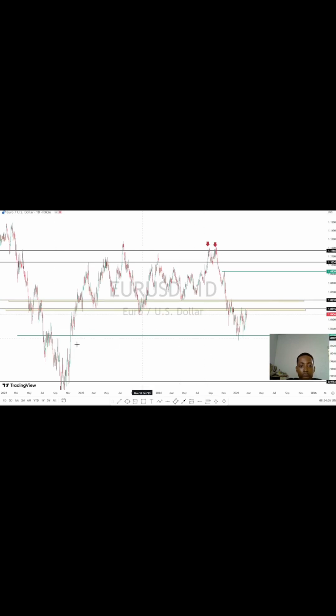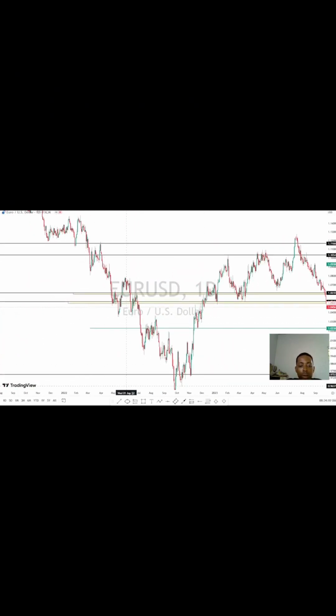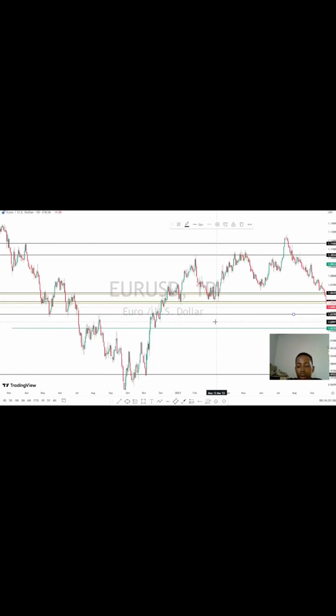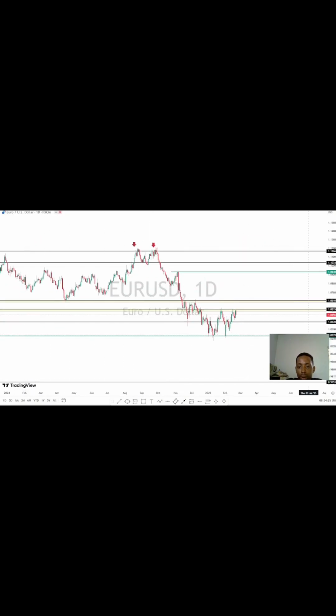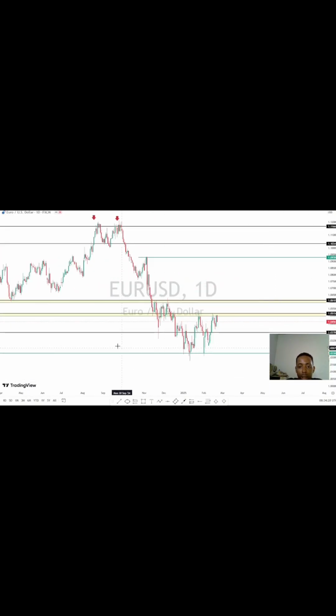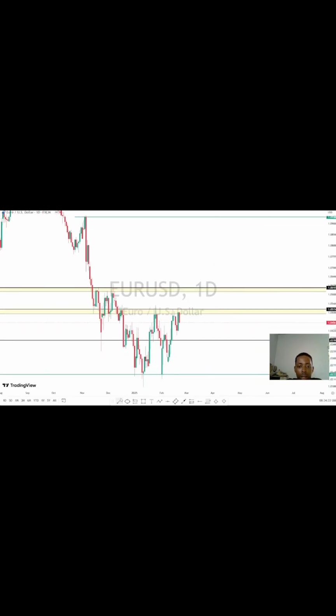So let me zoom out and see if there is any scenario, any probability of hitting or breaking that level. I can see this level down here, this level down here. I think something is obstructing this market. I think I'm not seeing something, so I have to readjust this level at least to this level.